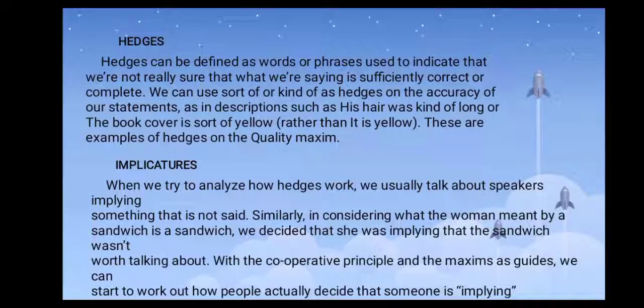The next is implicatures. When we try to analyze how hedges work, we usually talk about speakers implying something that is not said. Similarly, in considering what the woman meant by sandwich is sandwich, we decide that she was implying that the sandwich was not worth talking about. With the cooperative principle and the maxims as guides, we can start to work out how people actually decide that someone is implying something in conversation.